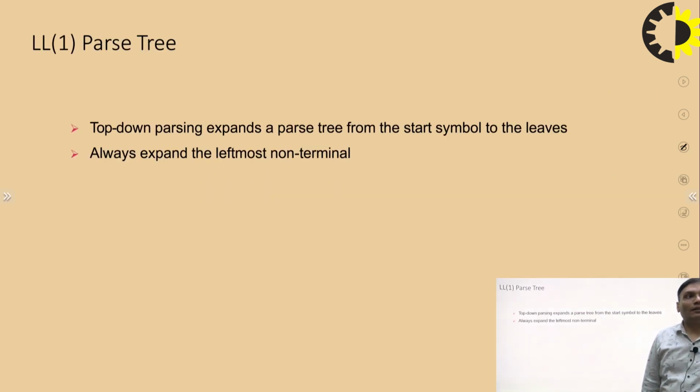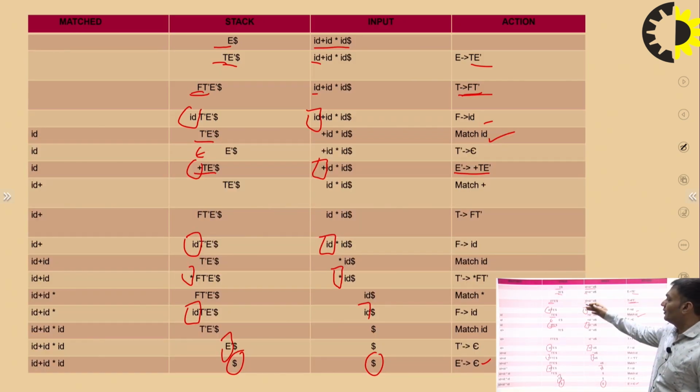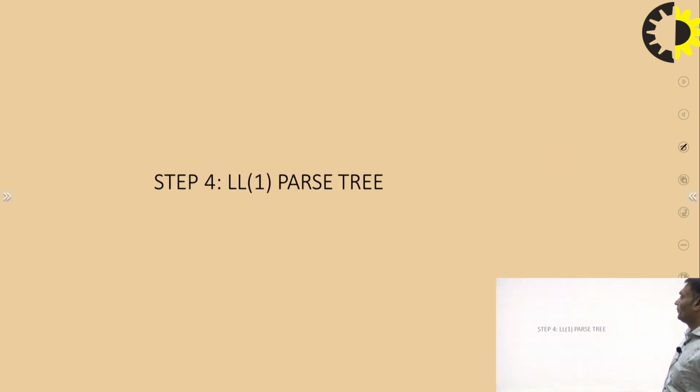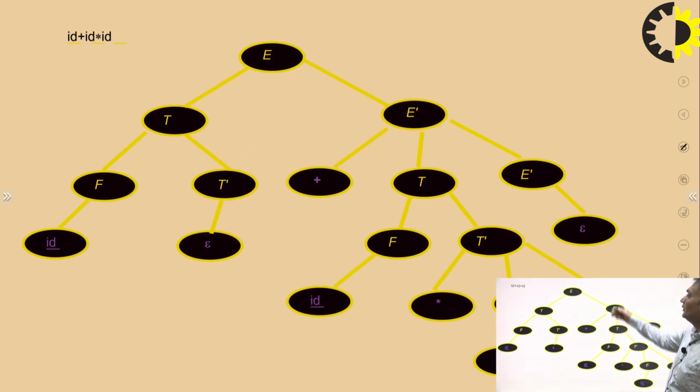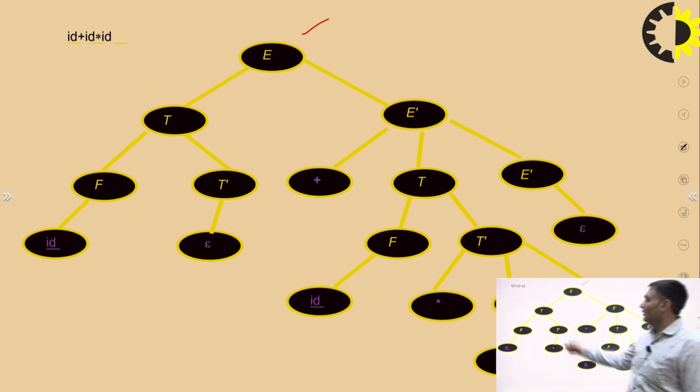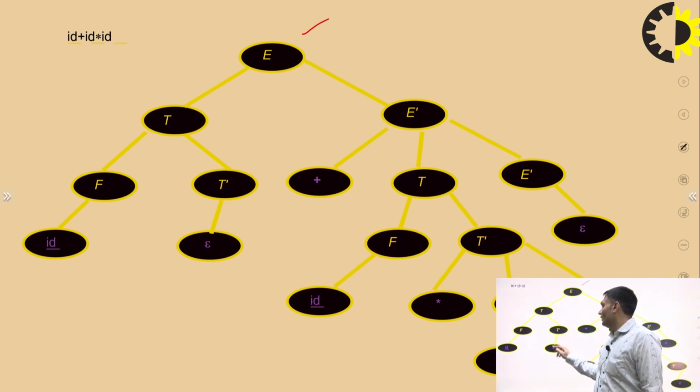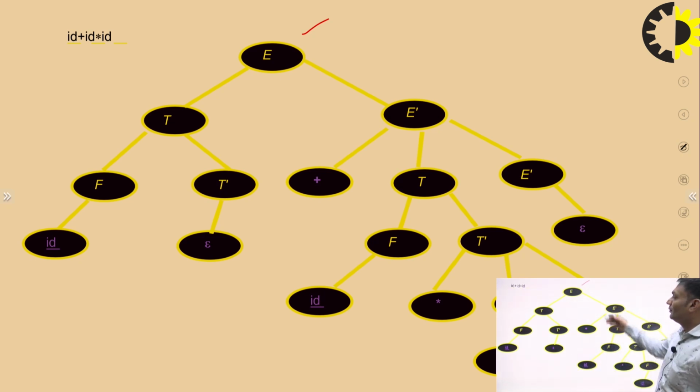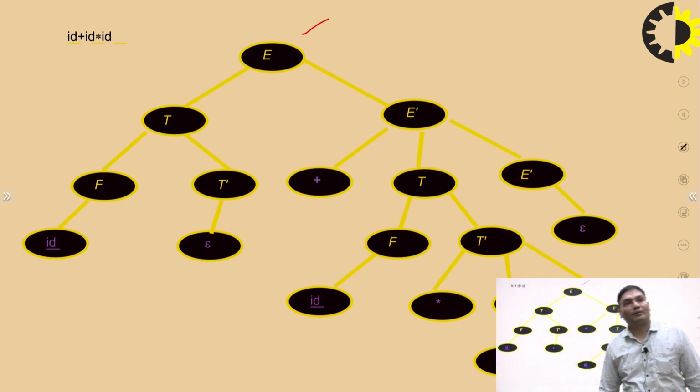Now we expand our parse tree in the similar manner, in which we just convert the rules. When there is a match, we just convert the rule. So in this way, this tree is generated. First E is converted into T E dash, then T is converted into F T dash. In this manner, we generate the parse tree.